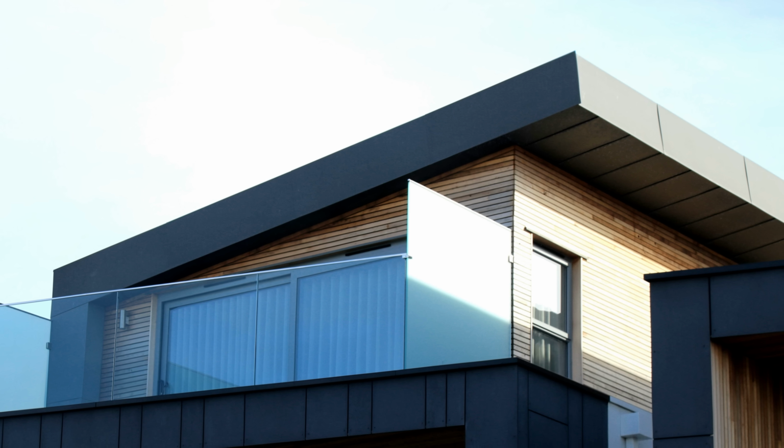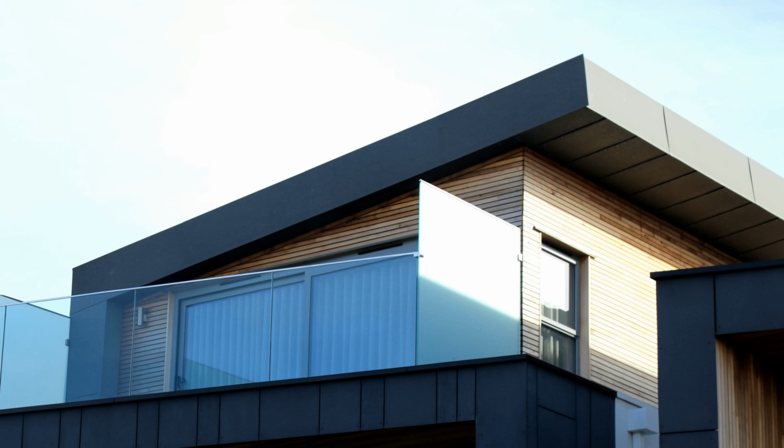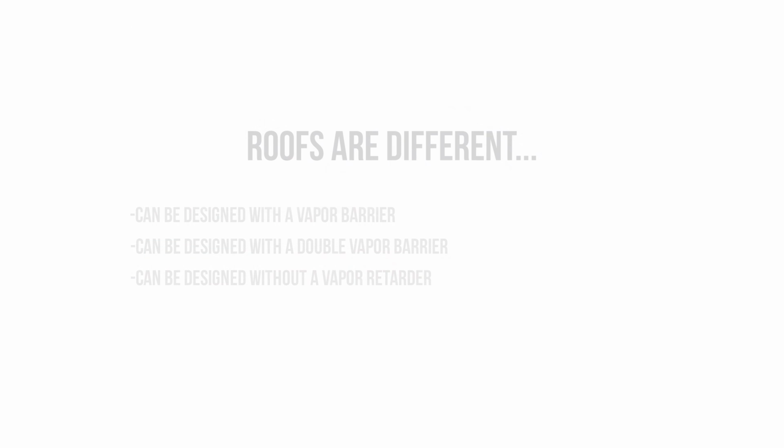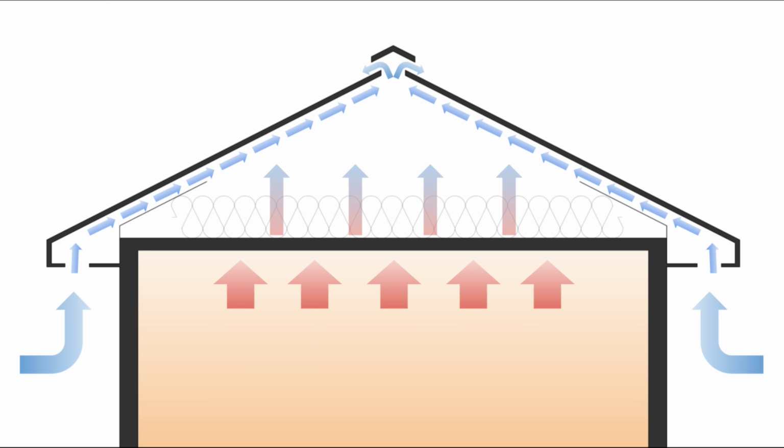Alright, finally we have roofs. Roofs are a little bit different compared to our other assemblies, and depending on how the roof is designed, we may need a vapor barrier or even a double vapor barrier to prevent moisture issues, as in the case of flat roof assemblies, or no vapor retarder at all. Roofs with vented attics, especially well-insulated attics in colder climates, need an airtight vapor retarder installed at the ceiling plane to slow vapor movement and prevent air leakage into the attic space.